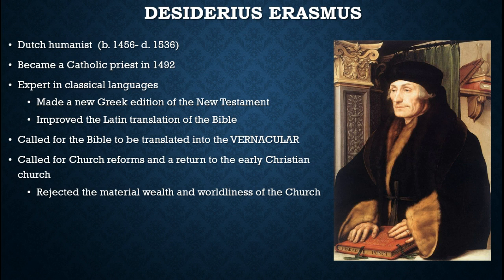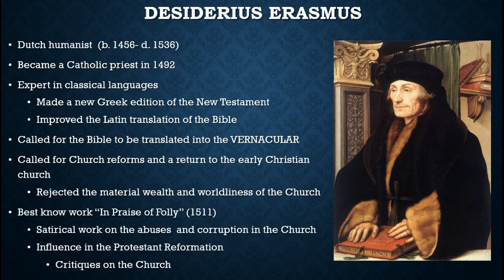Erasmus was a religious reformer who wanted the Catholic Church to return to the roots of ancient Christianity and give up all the material wealth it controlled. Erasmus's best-known work was In Praise of Folly, written in 1511, which called out the abuses and corruption of the church. Even though Erasmus was a Catholic, his work influenced leading members of the soon-to-start Protestant Reformation.